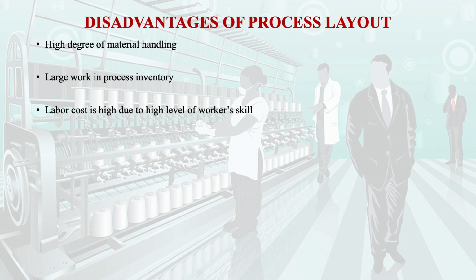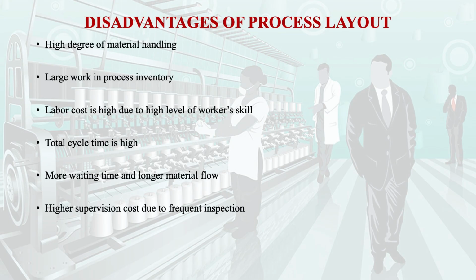Labor cost is high because here we need a higher level of worker skill. Total cycle time is high because there is also involvement of work in process inventory. More waiting time is required, and more material flow is there in the case of process layout. The supervision is not easy because of the complexity involved in the process layout. Therefore, supervision also becomes a costly affair.